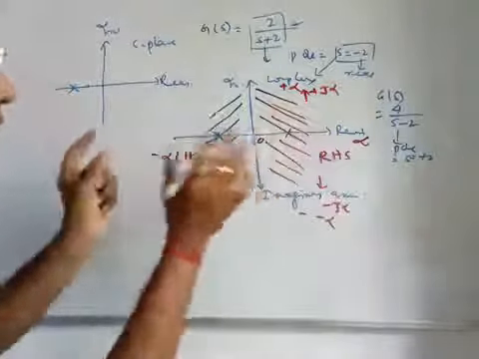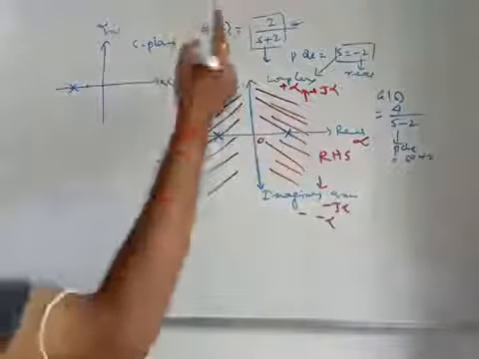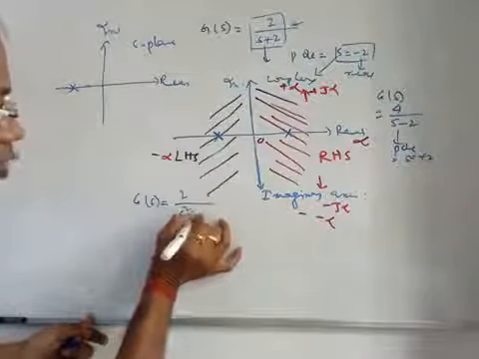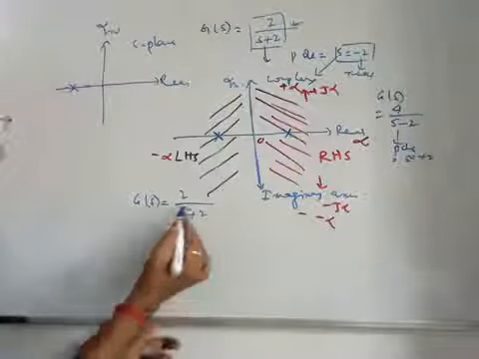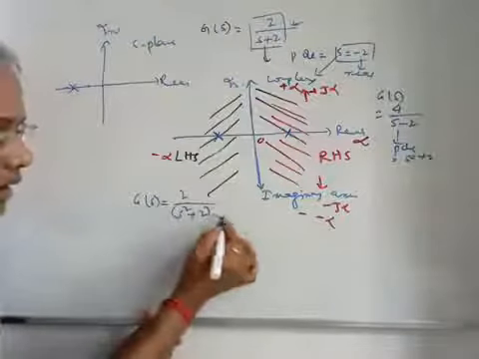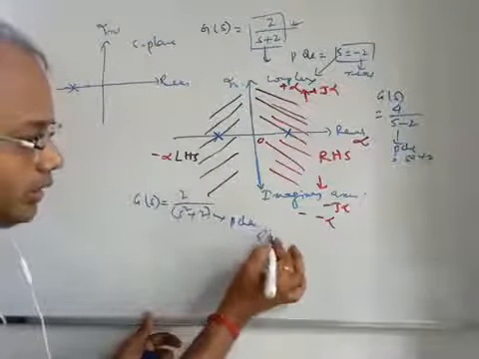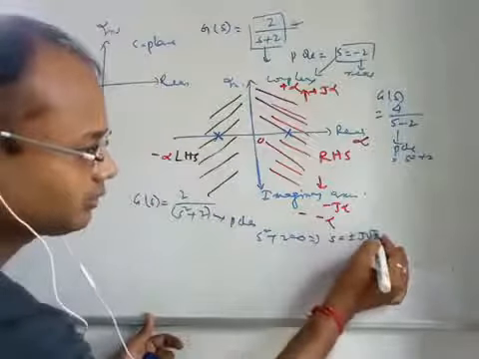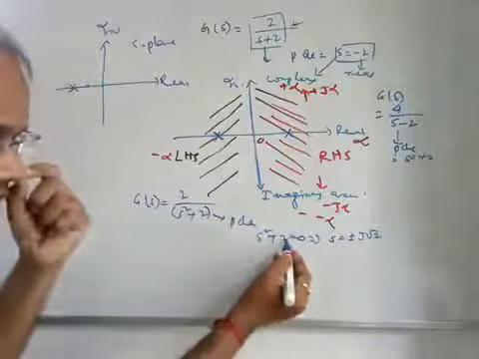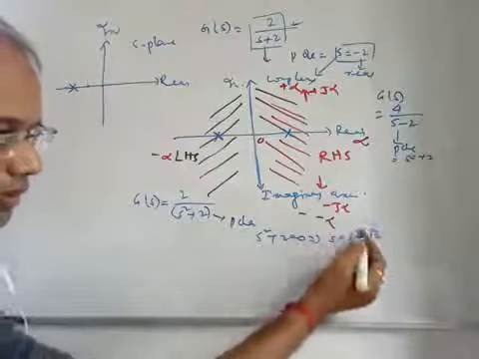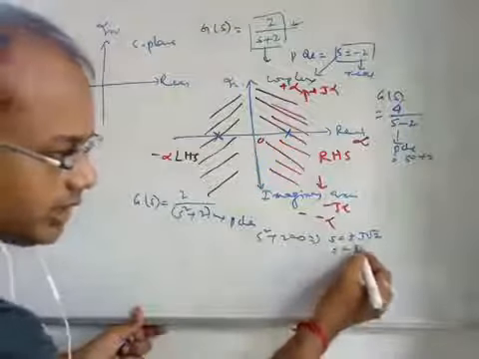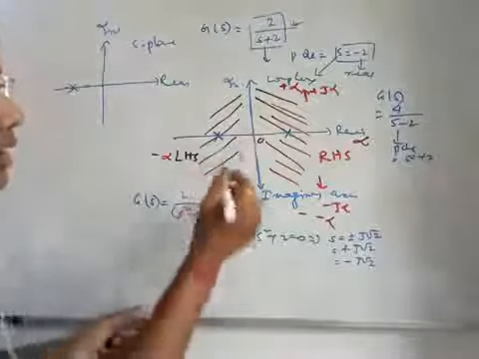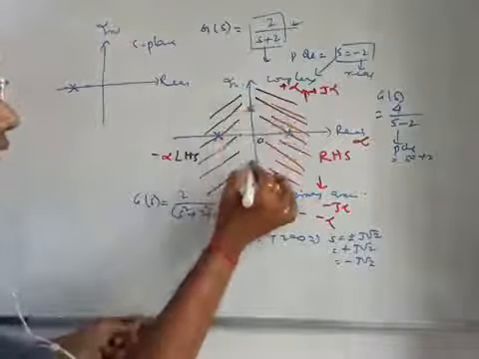If the system is given like this, say 2 by S square plus 2, that means there are two poles, right? This is a second order system. So poles, you solve it, S square plus 2 is equal to 0, you get S is equal to plus minus j root 2, right? S square is equal to minus 2, so the root of that is imaginary, that means one pole is plus j root 2, one pole is minus j root 2. So what are the locations? Say maybe one is there and one is there.